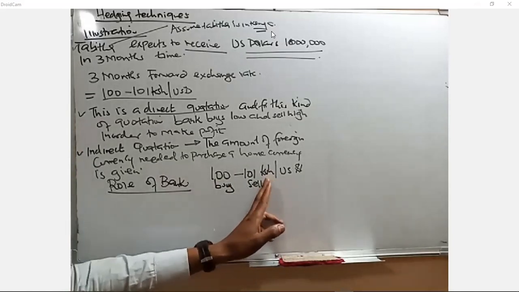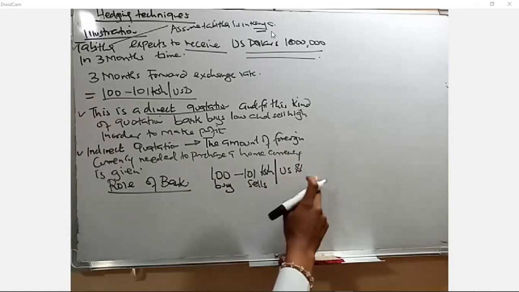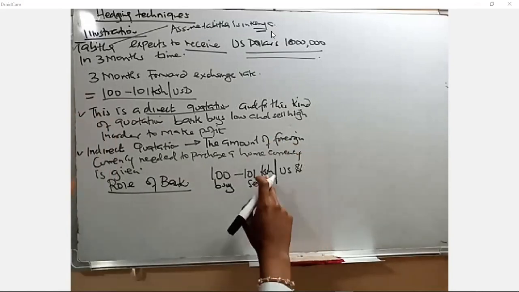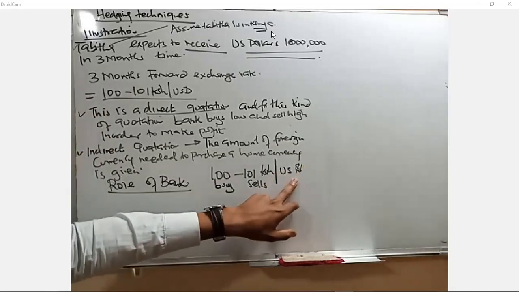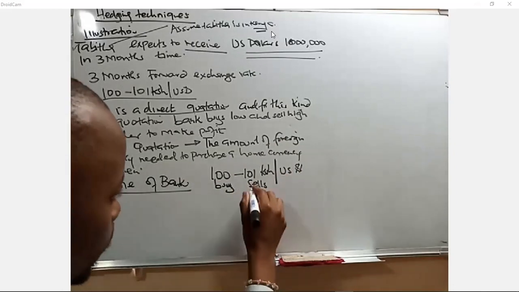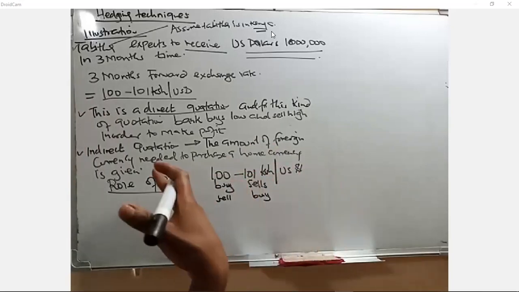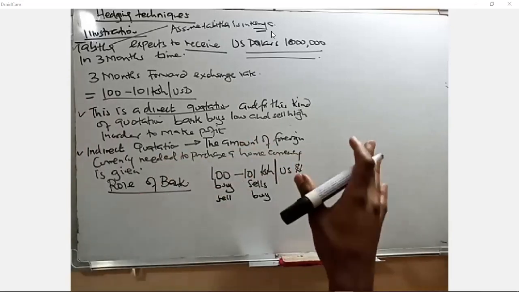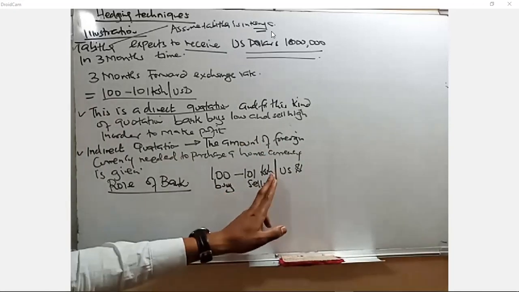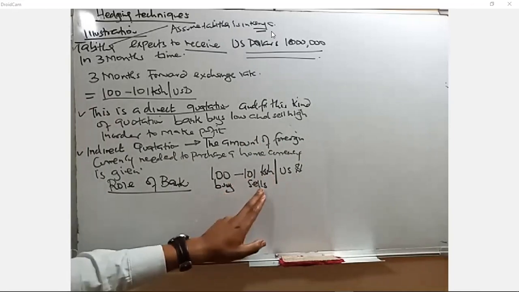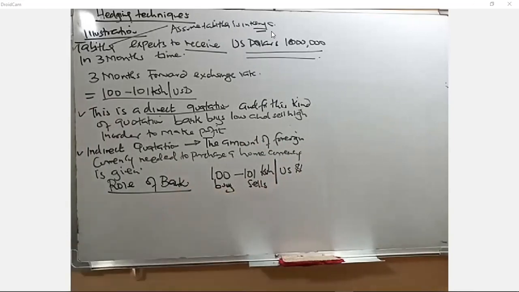I know that Tabitha is asking, what if it is on the other side? Because you can see we are talking about 100 Kenya shillings per US dollar. If US dollar was our home currency, then this figure would be buy and this is sell. So you normally do it like this, with your hand: where is my home currency? It is here. So the most important aspect is to understand where my home currency is. If it is here, then this becomes your buy, this becomes your sell. If Kenya shillings is on the other side, this becomes your buy, this becomes your sell. That is the most important aspect.